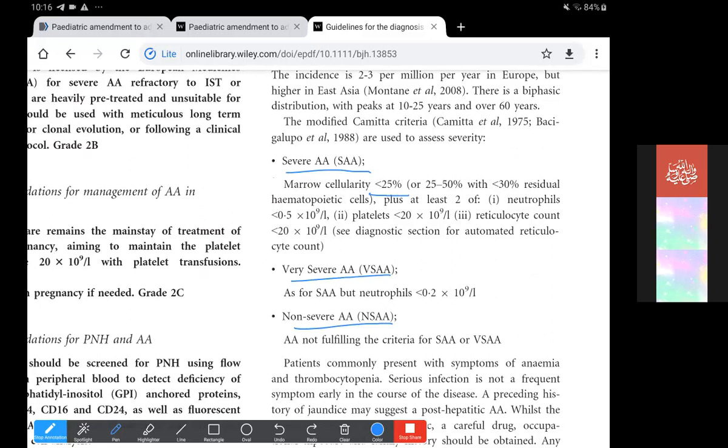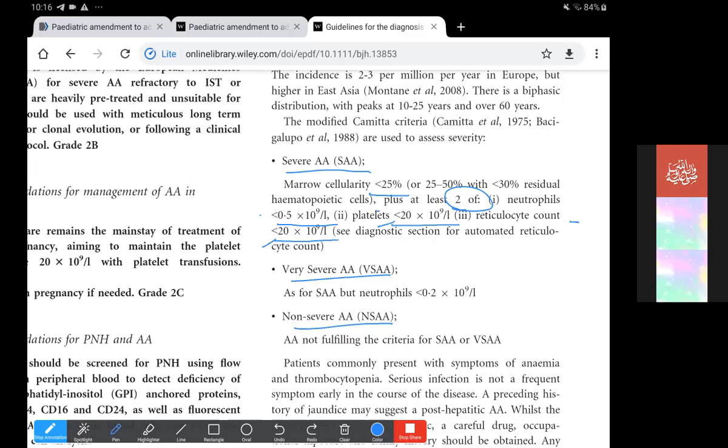So in severe, we have less than 25% cellularity, and at least two of the following criteria have to be met. That is, the absolute neutrophil count is less than 0.5. The platelets are less than 20, and the absolute reticulocyte count is less than 100. Now they have taken all these absolute counts: the absolute neutrophil count, and the platelet count is also less than 20.